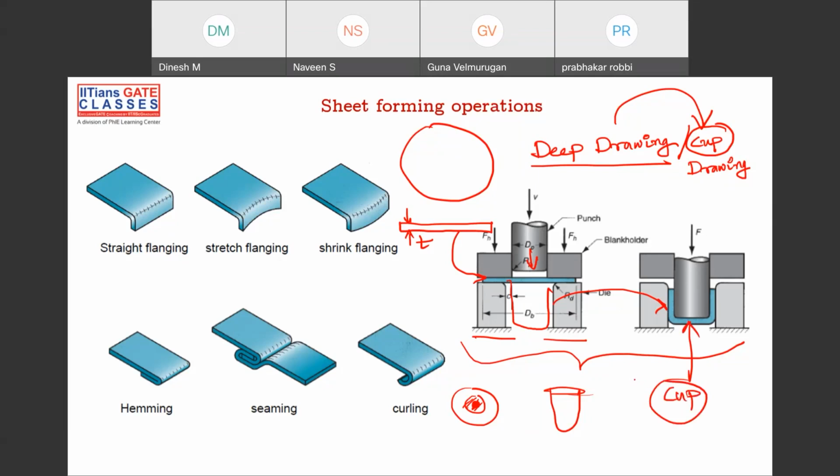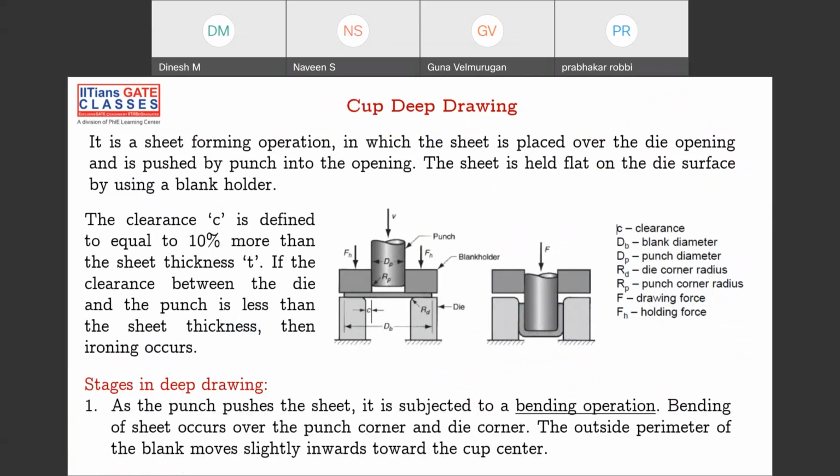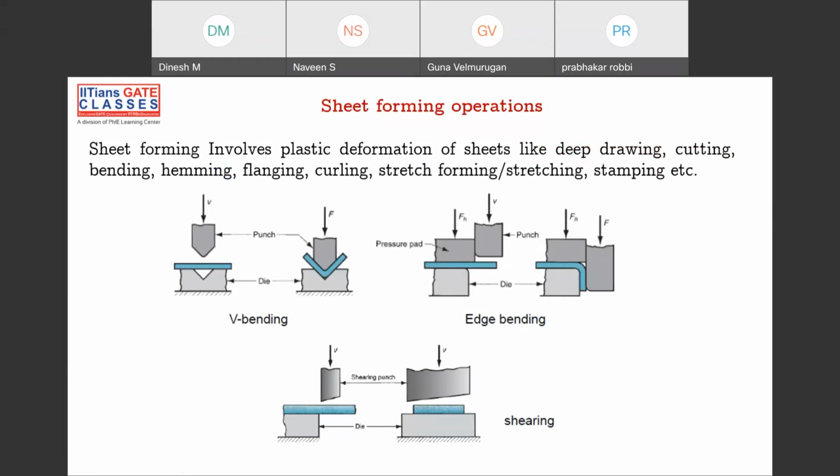So let's discuss all these things in detail: why we have to give the clearance, where tension is appearing, where compression is appearing, and what wrinkling is. All these things we'll be discussing in the coming slides. Okay, so the first thing we're going to discuss is cup drawing itself. As I already mentioned, if you see the previous slide, the edge bending, it's the same as edge bending, but it's an extension where you can have a circular die.